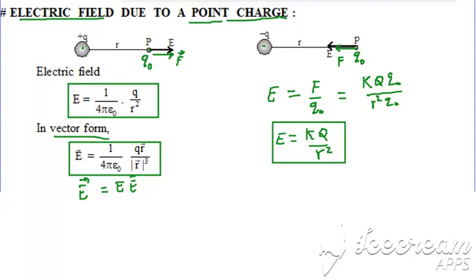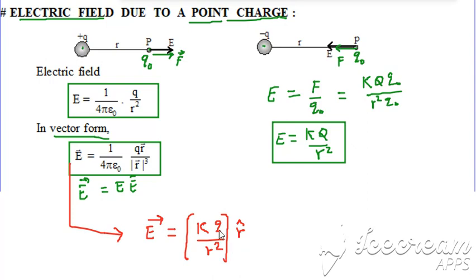This further can be rewritten in a different manner. E as a vector is equal to K, which is the constant, Q divided by R square, and then we can keep it as R cap. Here we have written R cube because R vector has been used. So this is representing the magnitude, and that is representing the direction. Here Q has to be placed with the sign. If it is positive, it has to be written as positive, if negative, then as negative.